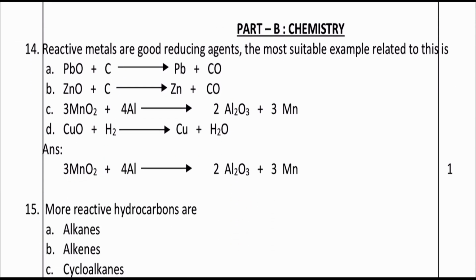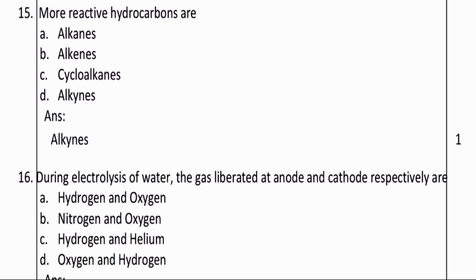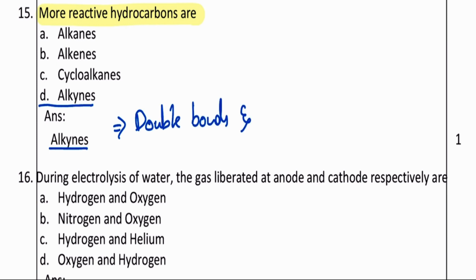Next question. Okay, going to part B, chemistry. 14th question. Reactive metals are good reducing agents. The most suitable example related to this is, the answer is 3MnO2 plus 4Al gives 2Al2O3 plus 3Mn. This is the third option. Okay, next question. More reactive hydrocarbons are, the answer is alkynes, which is option D, because they have triple bonds and carbon is more electronegative.